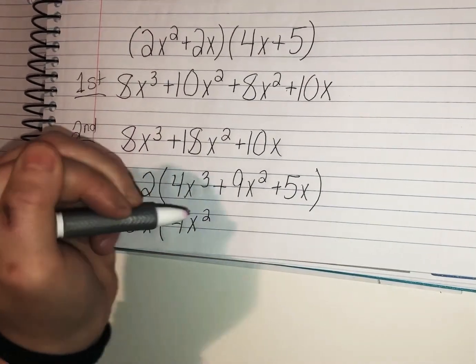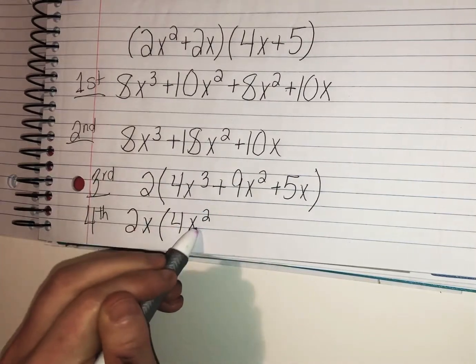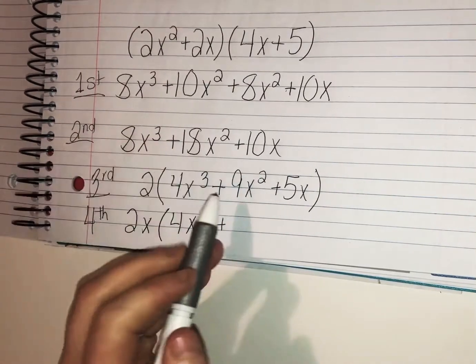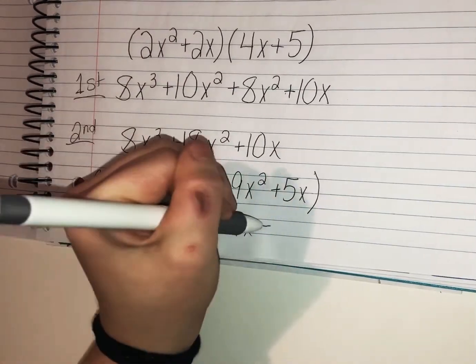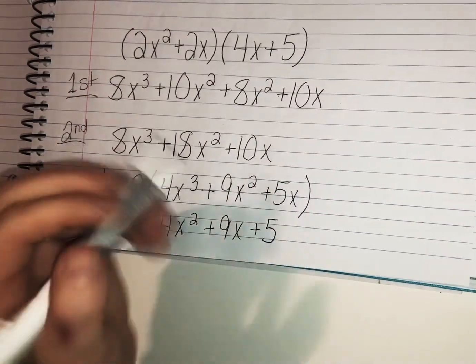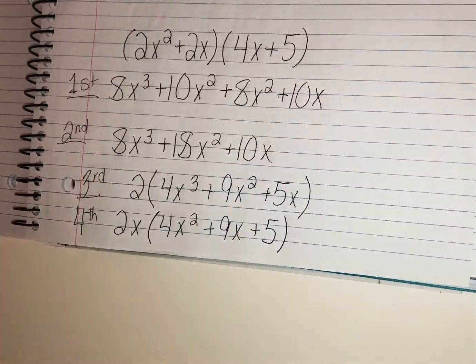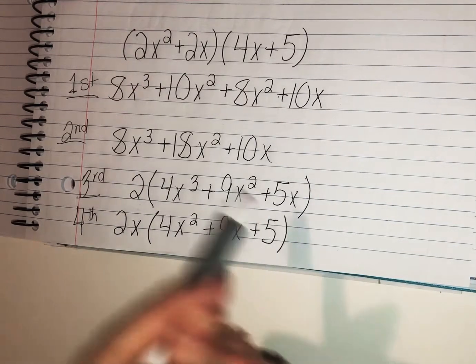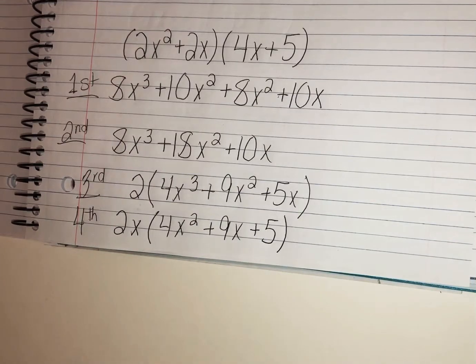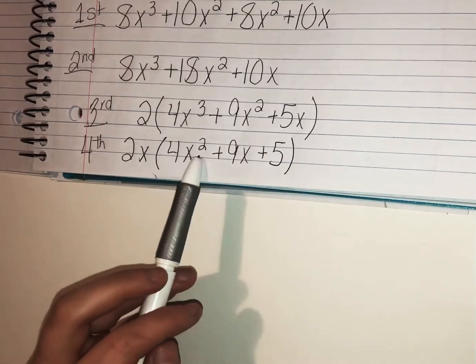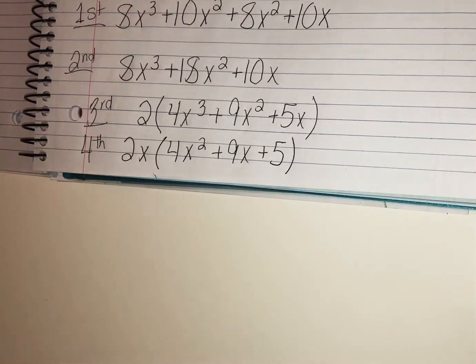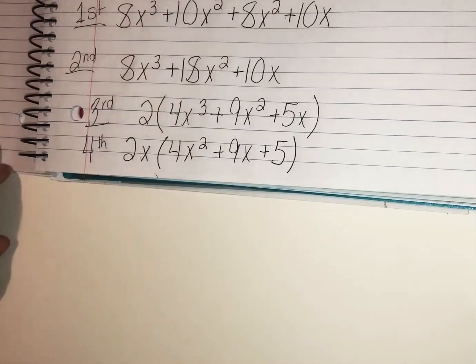4x squared. So I took away one x, and then this would end up being 9x, took away one x, and then positive 5, I took away one x. I knew that I could do that because all three of these terms had one thing, one x, that we could take away to simplify it. So that's our answer right here. We got 2x parentheses 4x squared plus 9x plus 5, and that's our answer. So that is the FOIL method for beginners.